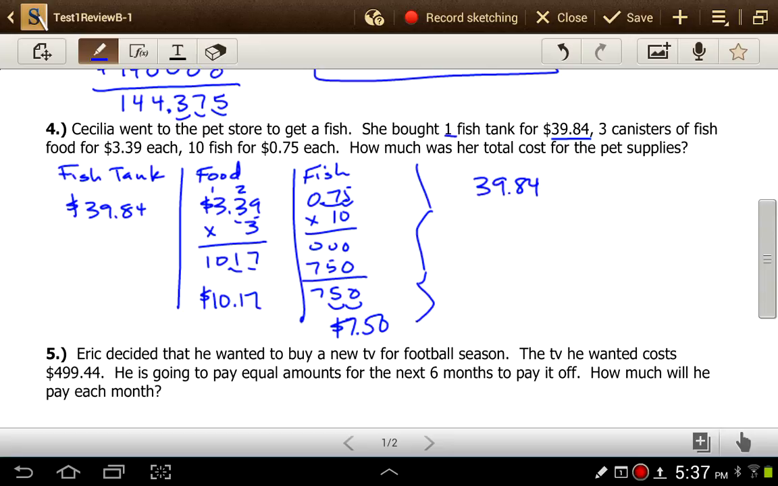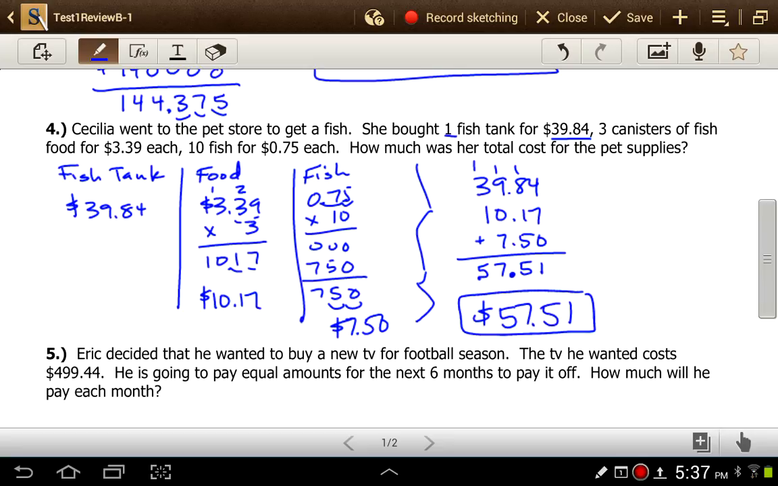Now I can add those 3 numbers together. $39.84 plus $10.17 plus $7.50. Add those together. 1, carry the 1, that's 15. Put the 5, carry the 1. Decimal point moves straight down. That's 10 plus 7 is 17. Carry the 1. 1 plus 3 plus 1 is 5. So I end up with $57.51. Notice how I rewrite all of my answers. I don't just try to use my work and circle the answer within the work. You always want to rewrite your answer so it's easy to see.